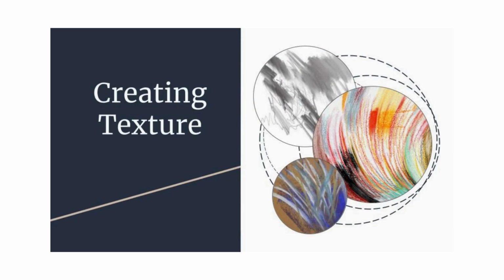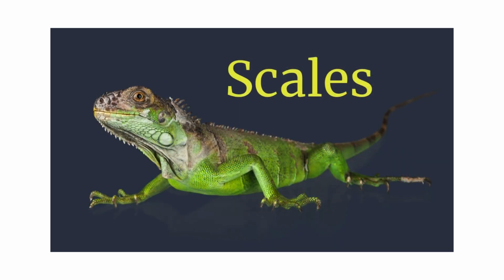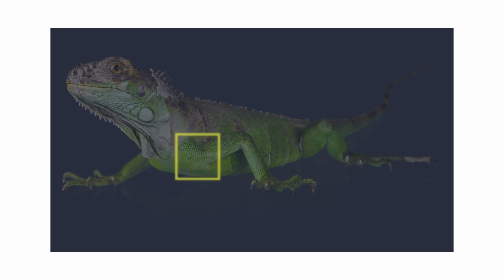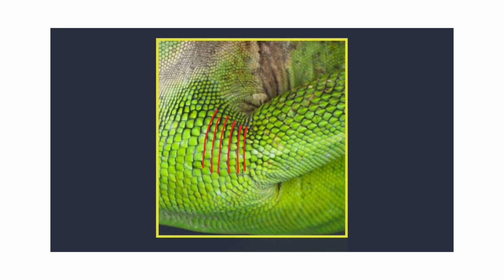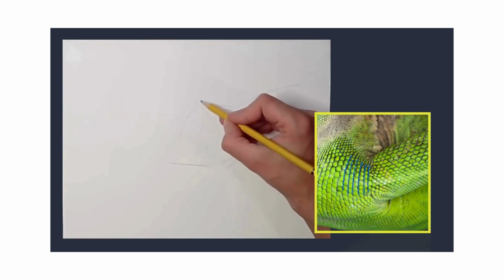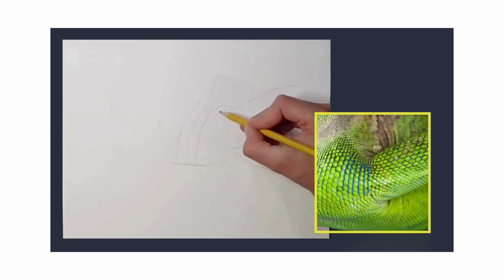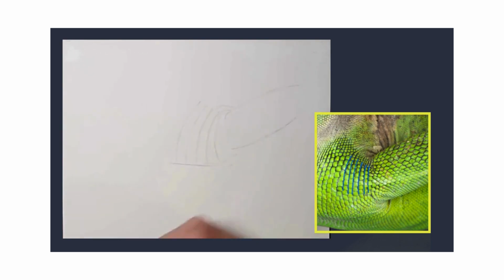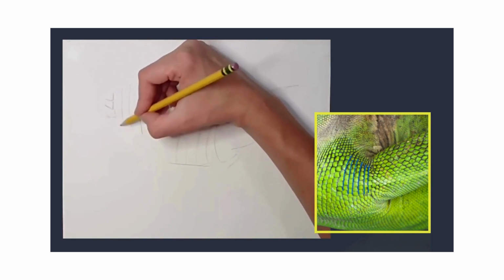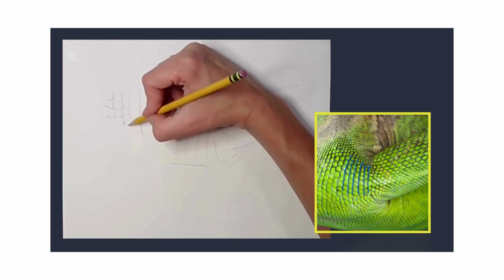As we work on our creatures, they're probably going to have some textures. In this example, I am looking at my little lizard here, and I've zoomed in on his arm, and I'm noticing there is a little bit of a pattern. There appear to be these rows of scales repeating here, and each scale is sort of a rectangle, and they overlap each other.